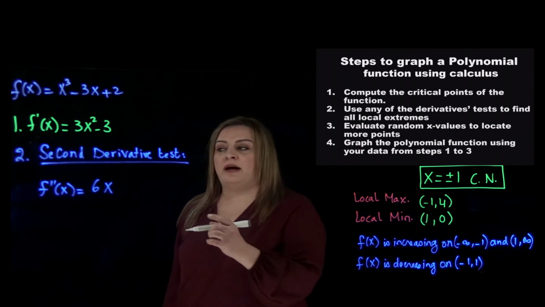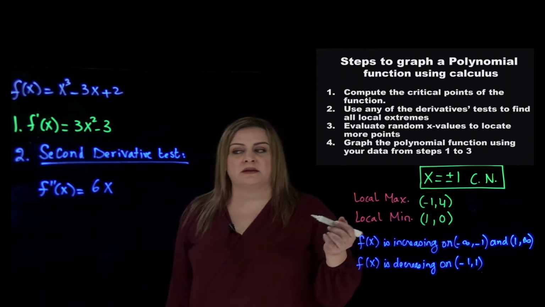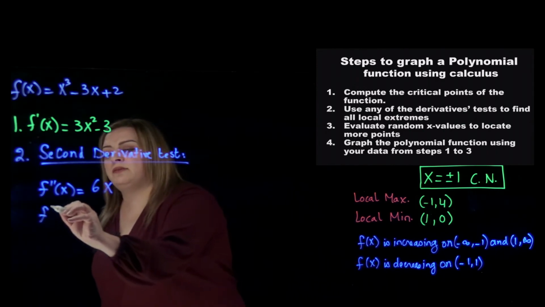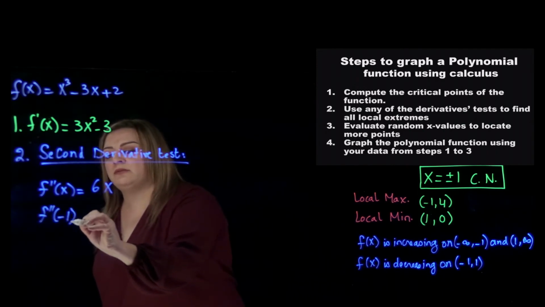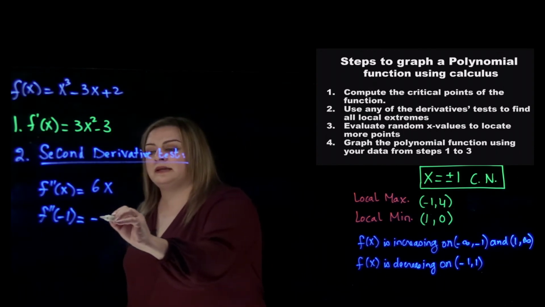I will now evaluate f double prime at each critical number. So I will start by evaluating f double prime at -1. If I let x be -1, I will have -6.